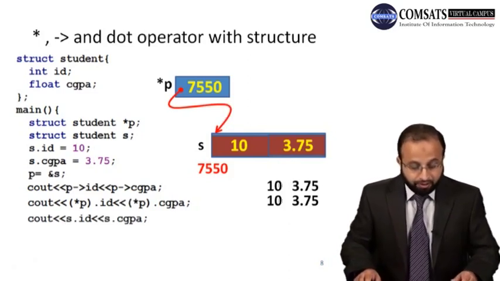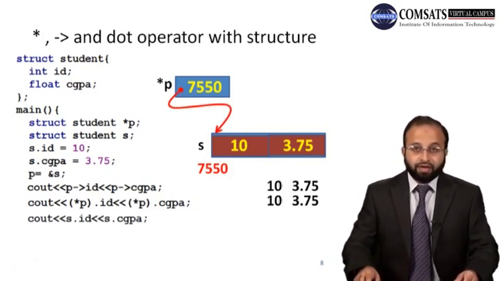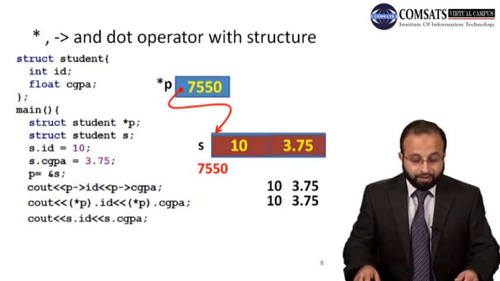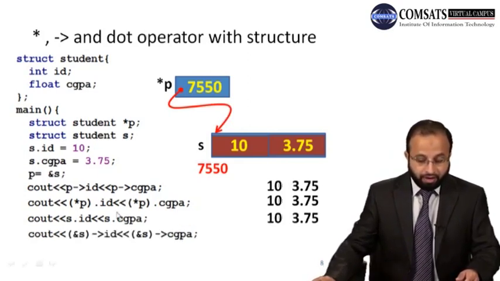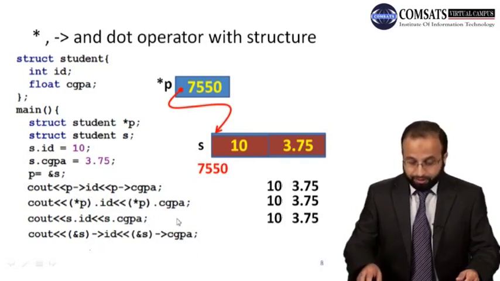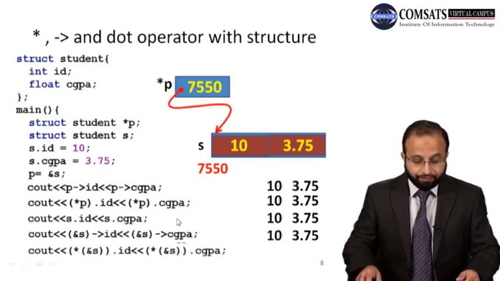This is the third cout statement. This is very simple. You can access the value of that structure using the variable name, that is s.id and s.cgpa. The output is the same. You can also access the value like this, with &s. Now &s is the same as p, right? So it is the address of the structure. So &s arrow operator id is the same as p arrow operator id. So the output is 10 and 3.75.